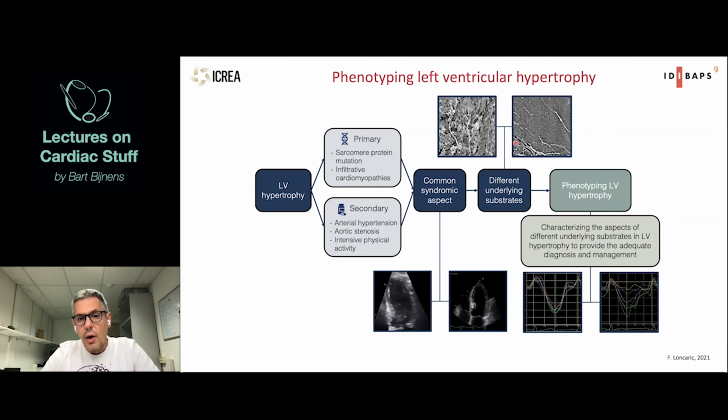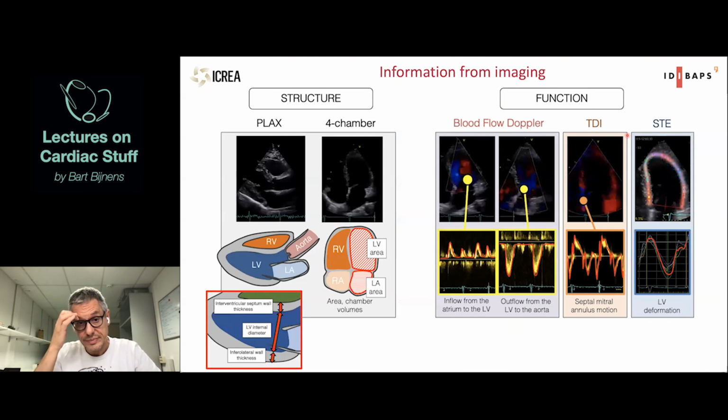So while there's a lot of things in common, because they have very different underlying substrates, there's probably some phenotyping that we can do, especially when we look at deformation. When we look at regional strains, for example, and see how they change throughout the heart and how this relates to the underlying tissue, you can already imagine that tissue which is very disarrayed will contract very differently from tissue that just has fibrosis on top of a normal structure. And this is what we're going to go into in a little bit more detail.